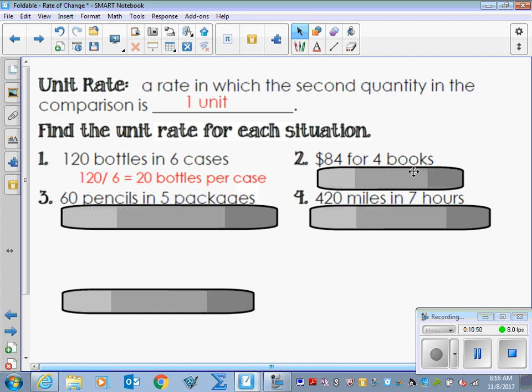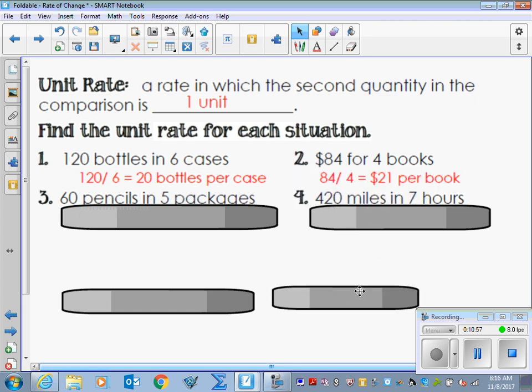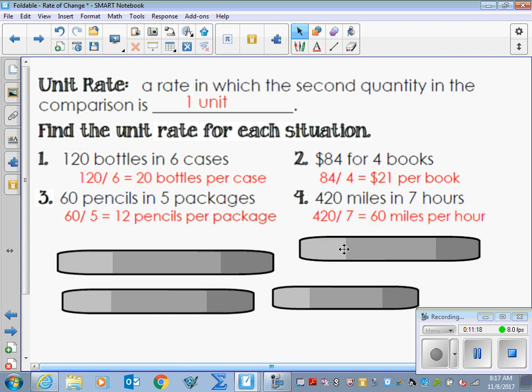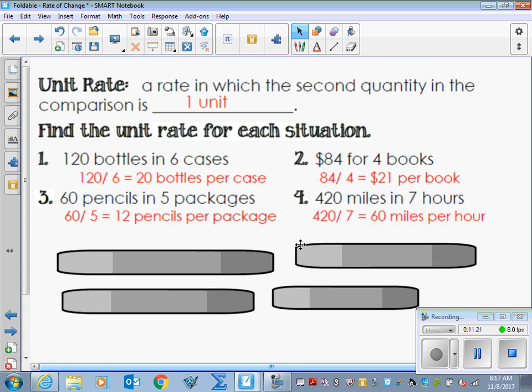All right. Second one, if I have $84 for 4 books, how much did I pay per book? $21 per book. So you just take 84 and you divide by 4. Okay, just unit rates. 60 pencils and 5 packages, so that means there are 12 pencils per package. 420 miles in 7 hours. Divide, you're going 60 miles per hour. Okay, so that just gives us the unit rate.